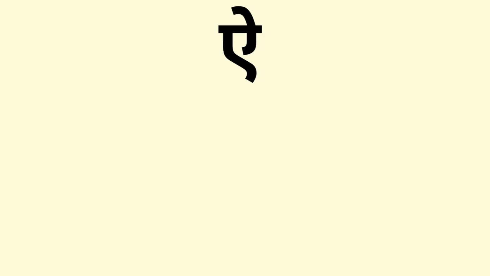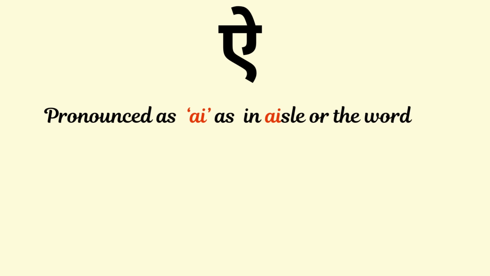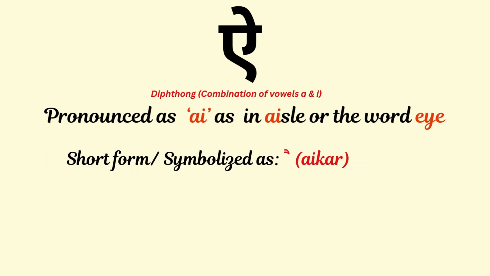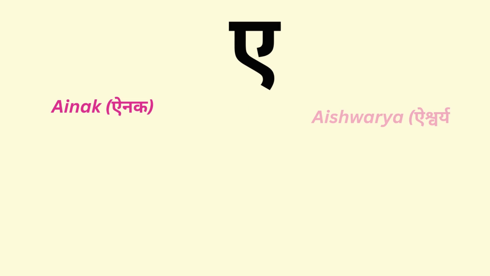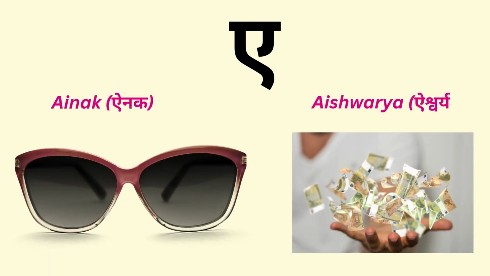Then we come to Ai. The pronunciation of Ai is as in the word I'll or the word I. It's a diphthong, that means it's a combination of two vowels and is represented by this symbol, which is written above the consonant whose sound it affects. For example, kai or mai. Words starting with Ai are ainak, that is glasses, or aishwarya, that is prosperity.